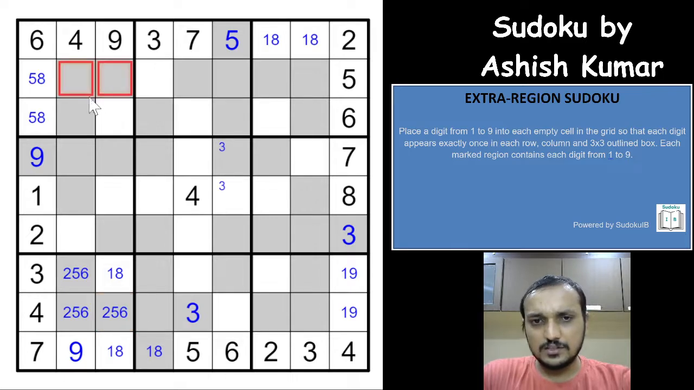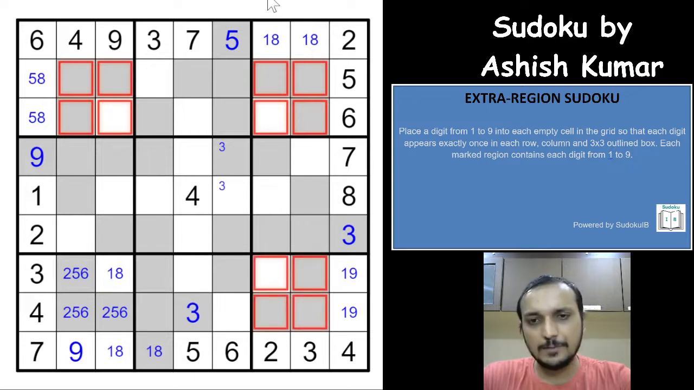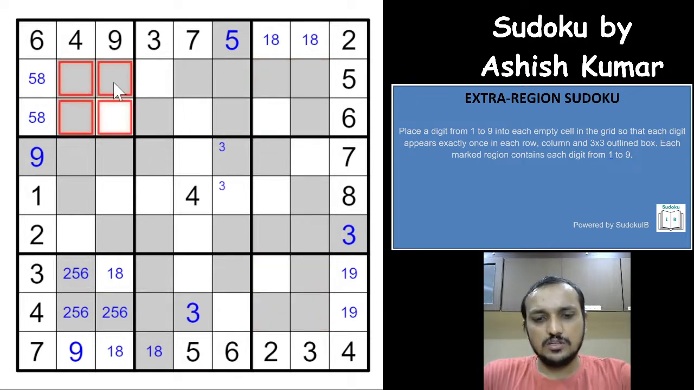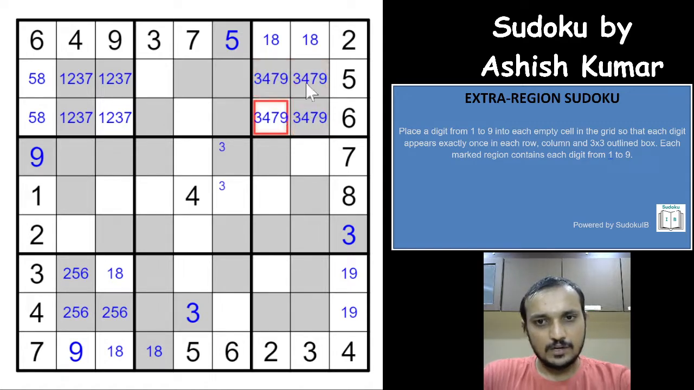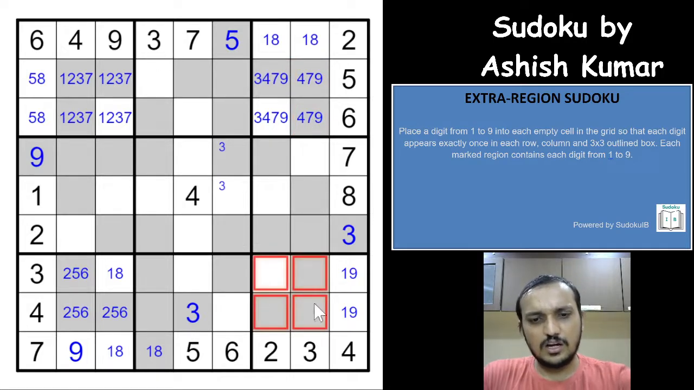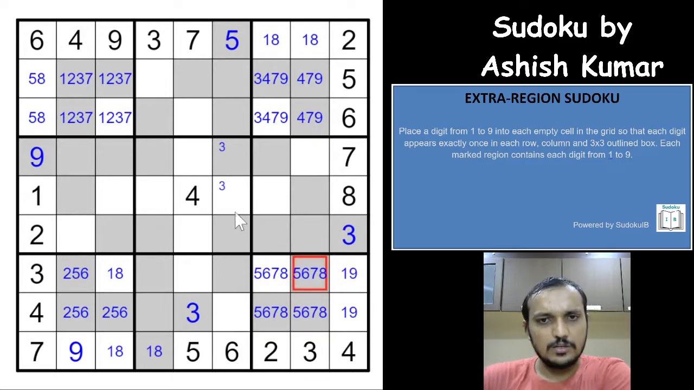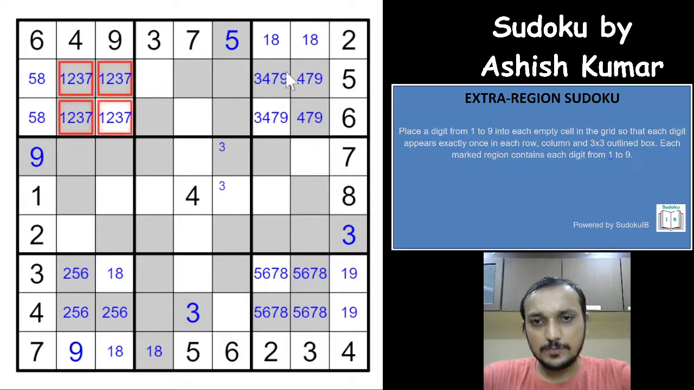The pattern is, I'll just mark all the 4 digits that would be appearing in these 4 cells in the boxes here. Let me mark those here. These 4 cells would have to be 1, 2, 3 and 7. These 4 cells have to be 3, 4, 8 and 9. No, not 8, 7 and 9. 3 cannot be in any of these 2 cells. 3, 4, 7 and 9. These are 5, 6, 7 and 8. Of course, yeah. So I have marked all these 4 digits.